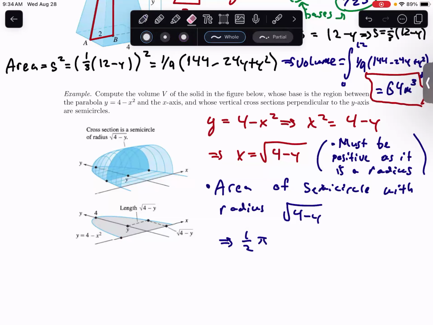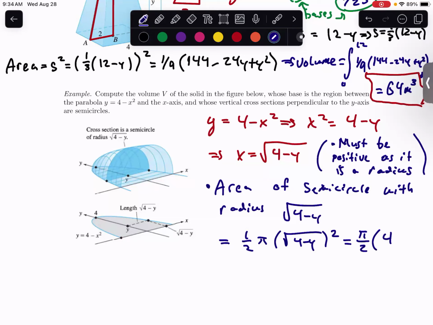Oh, I guess it should be an equal sign. 1/2 of pi times the square root of 4 minus y squared. And so this just ends up being equal to pi over 2 times 4 minus y. And so this ends up being what your area ends up being equal to. And again, this is the area in terms of y.